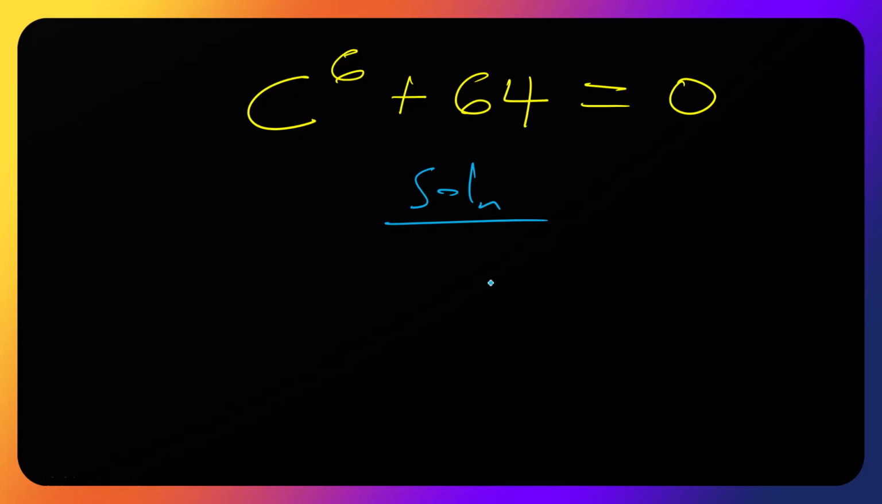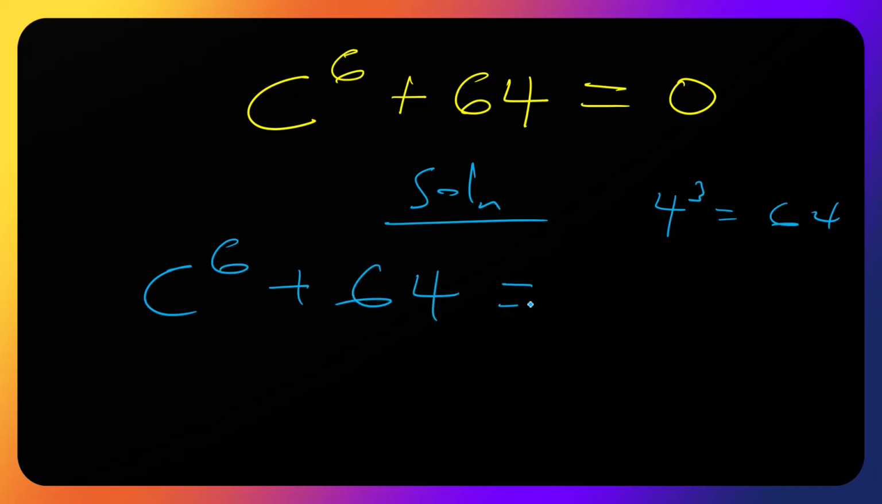Now, 64 can be 4 to the power 3. So 4 to the power of 3 is 64. So we have c to the power of 6, sorry, plus 64 is equal to 0. Now let's change this one to cubes. Okay, we want to apply the sum of cubes here.